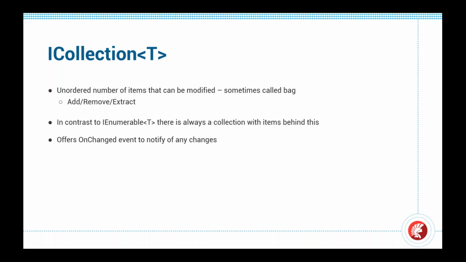Then we have ICollection of T, and this is then a collection really behind it. You can then know that there are materialized items behind it. There's an array or some other kind of data structure behind it that holds your customers. And that one already has the Add, Remove, and Extract methods. And it offers an OnChange event where you can be notified if any changes happen to these collections, like adding customers or removing them.